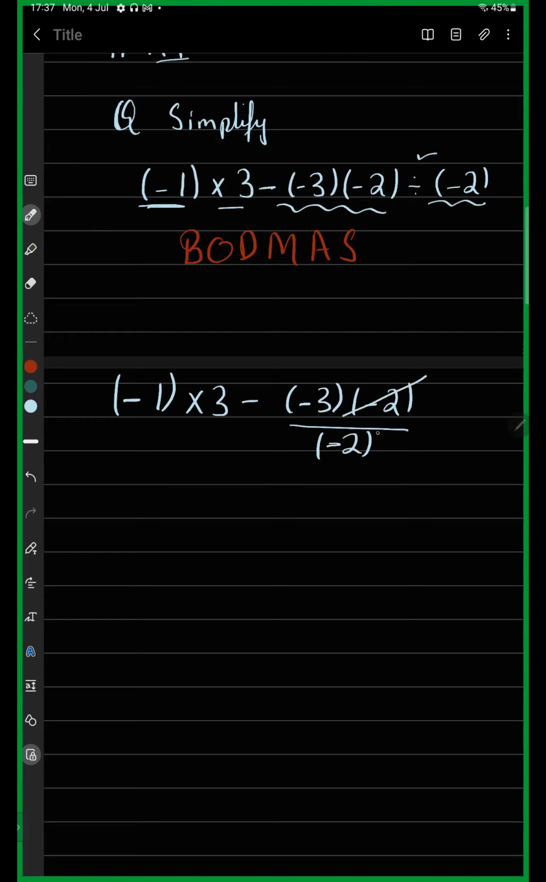This -2 and this -2 would be cancelled, and it would give you a 1. What are we left with? -1 into 3 would give you -3, and minus into minus would make it +3. So -3 plus 3 is 0. Very well done. Excellent. So this is how we simplify such questions. Any doubts here? Any confusions with this one?